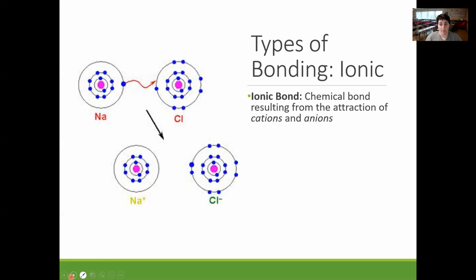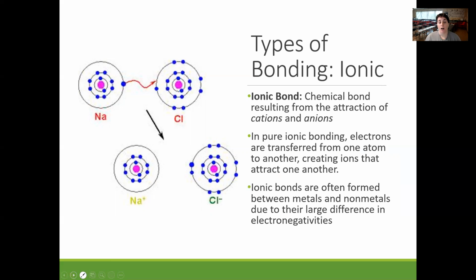Let's talk more about ionic bonds. So ionic bonds are a chemical bond that result from the attraction of cations and anions. Remember, cations are positively charged, anions are negatively charged. So you have these opposite charges, and we know that opposite charges attract each other.